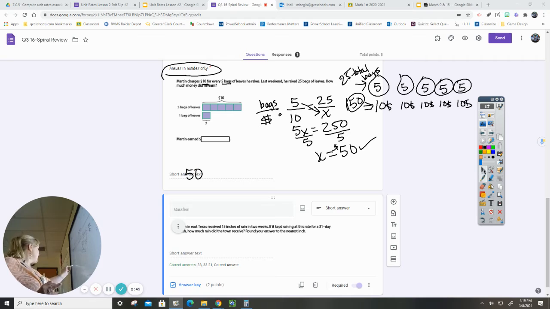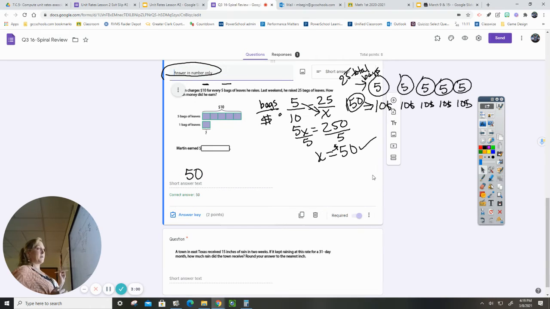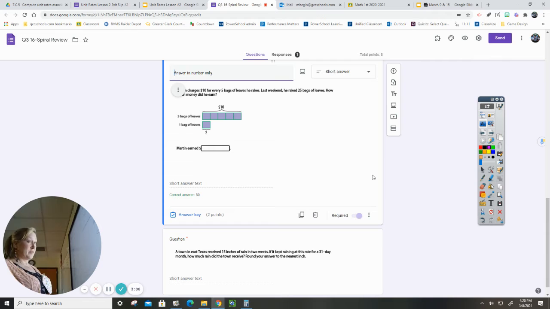Okay, this bottom one is the one that I messed up because I left off something. I don't even remember what the something is that I left off. But I want you guys to see how it's done. I love my computer. It's my favorite thing.